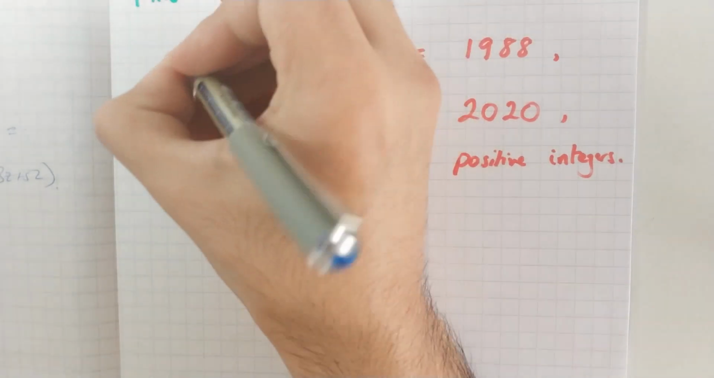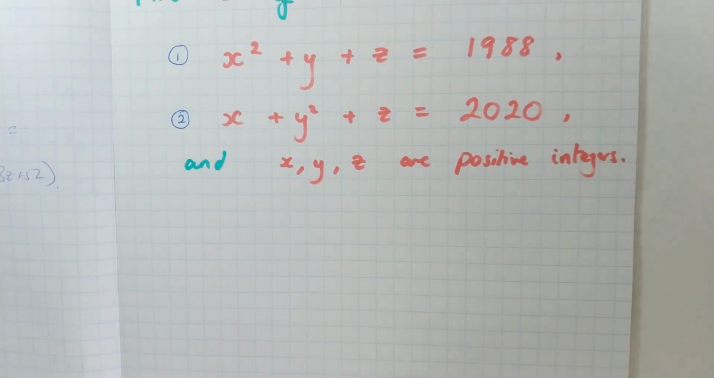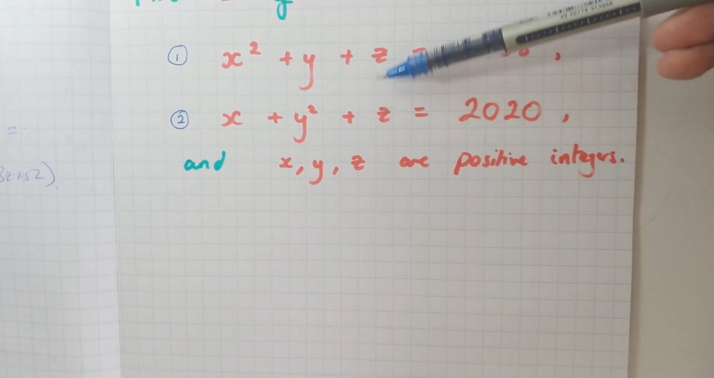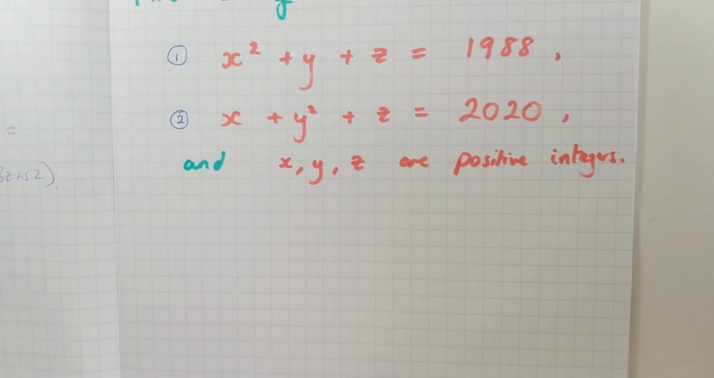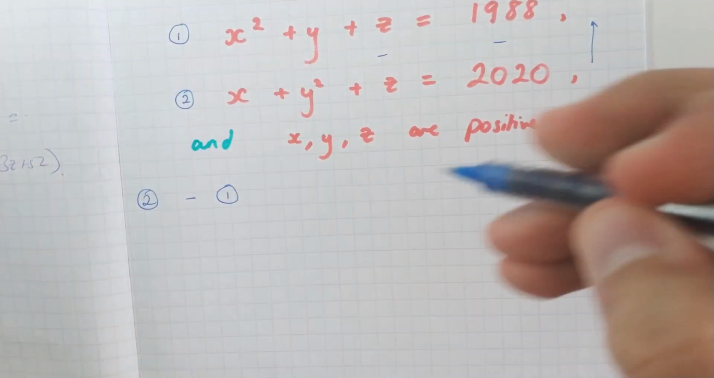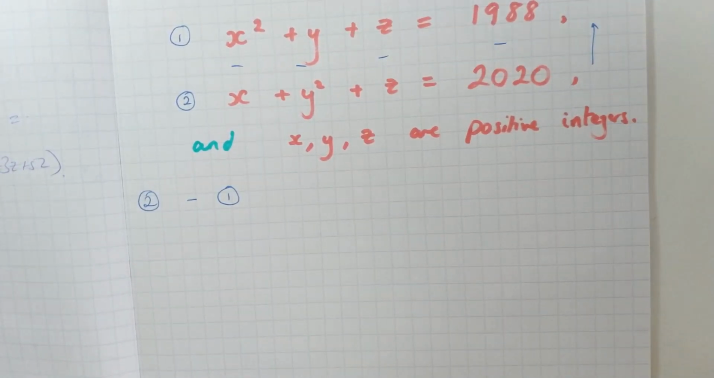So we'll start off by calling this equation 1 and calling this equation 2. The first thing I wanted to do was find the difference here, because I know that if I subtract, then the z's are going to cancel. The lesser the variables, the better. I'm going to subtract upwards, take away, because the signs are the same, so I need to subtract.